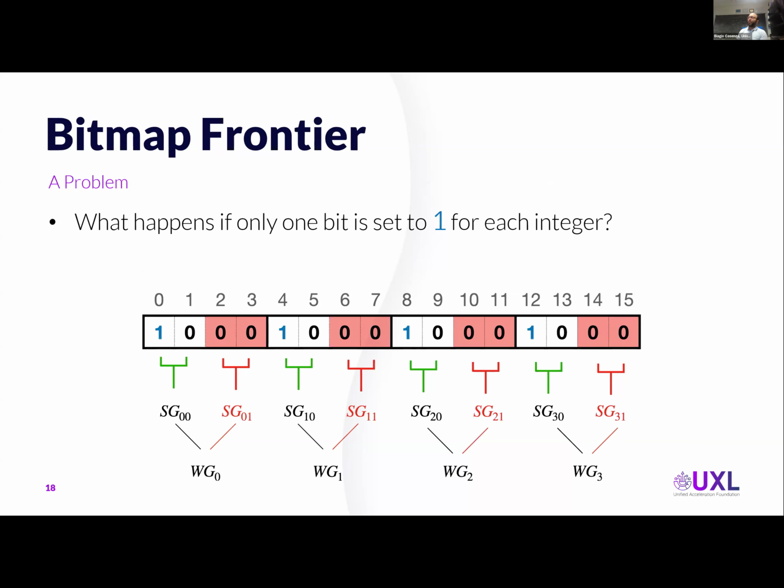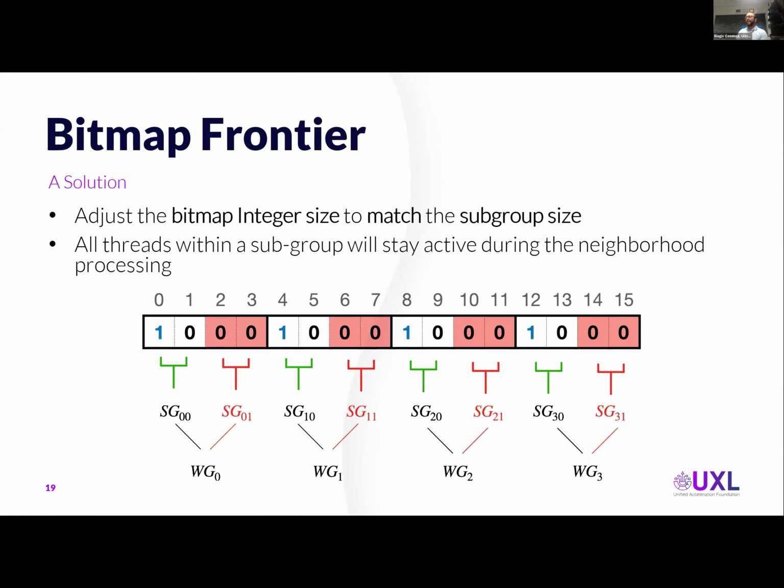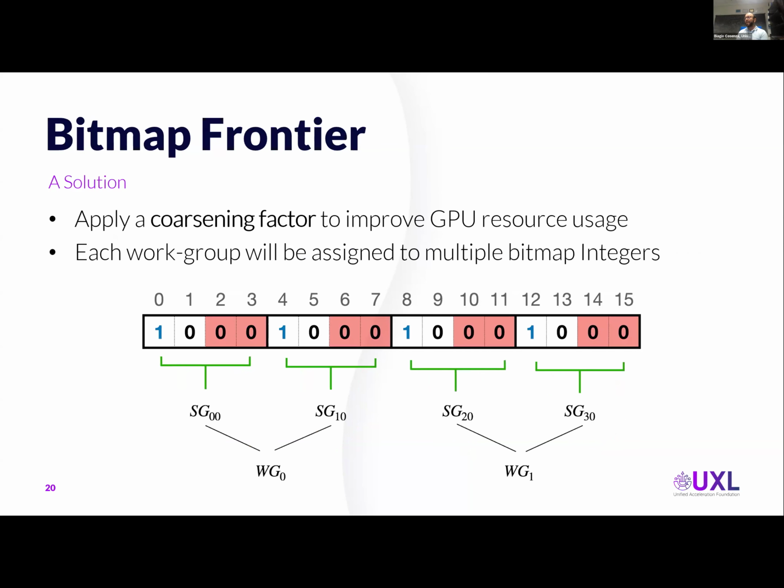First of all, what happens if you have only one bit set to one? Practically, we try to adapt the integer size to the size of the subgroup, which means that if you are on NVIDIA, the integer is 32-bit. If you are on AMD, because a subgroup is mapped into a wavefront which has 64 threads, we use a 64-bit integer. So ours is a virtual integer. And Intel GPUs have programmable subgroup size, so you can tune it. So Intel GPU is more flexible for this kind of algorithm.